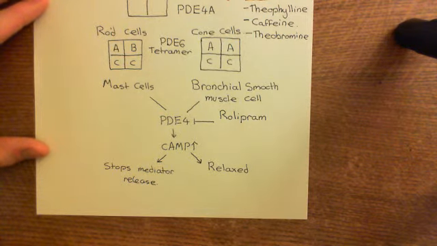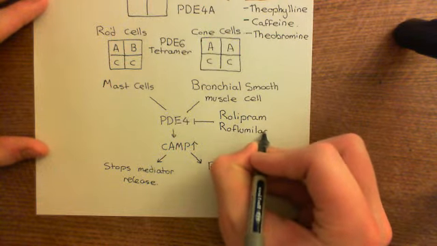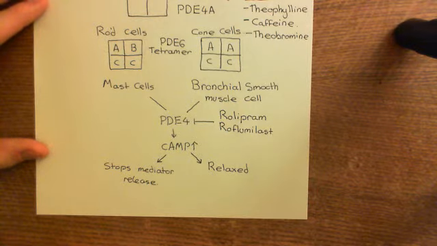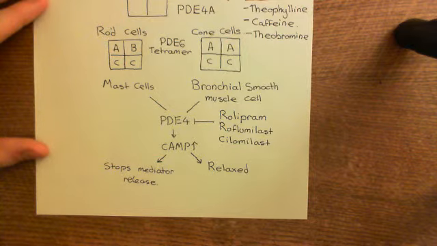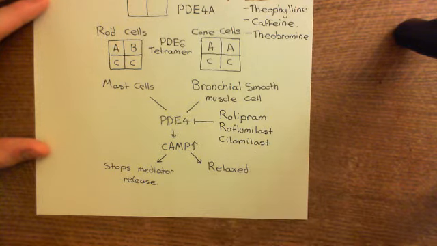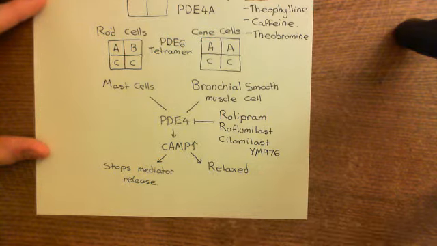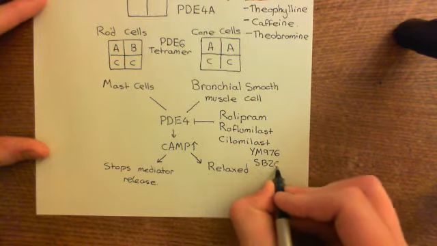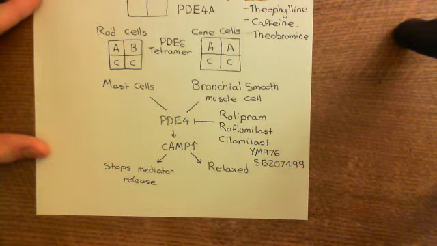So Rolipram is a selective phosphodiesterase 4 enzyme inhibitor, and it is currently used to treat asthma. Some other drugs that are currently in development are roflumilast, also a selective phosphodiesterase 4 inhibitor, and also cilomilast. Then there are some drugs that don't have proper names yet, which means that they certainly aren't used clinically, and they're not even in clinical trials yet. Another is YM976, and finally a drug known as SB207499. Both are also selective inhibitors of phosphodiesterase 4.